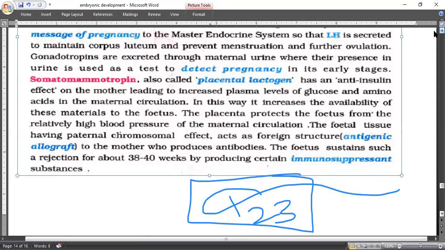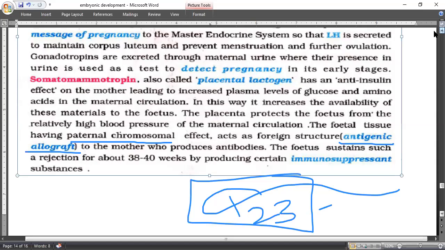That means in every cell that is dividing, it contains 23 chromosomes of the father. But development is going on in the mother. Okay, so we need to focus there also. The fetal tissue having paternal chromosomes, that means the father's chromosomal effect, acts as a foreign structure, an antigenic allograft, we say, to the mother who produces antibodies. The mother's immune system produces antibodies, no doubt.